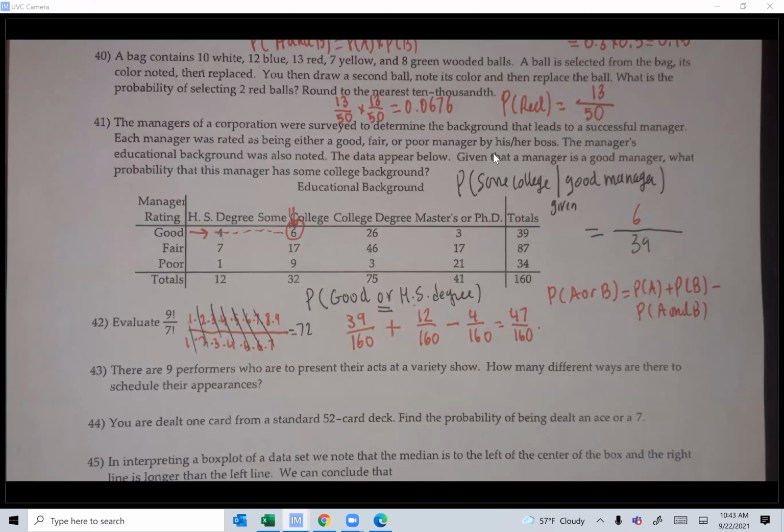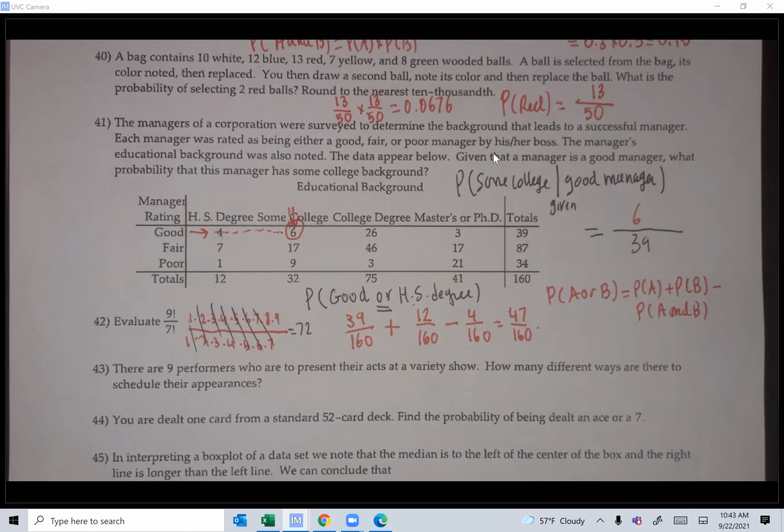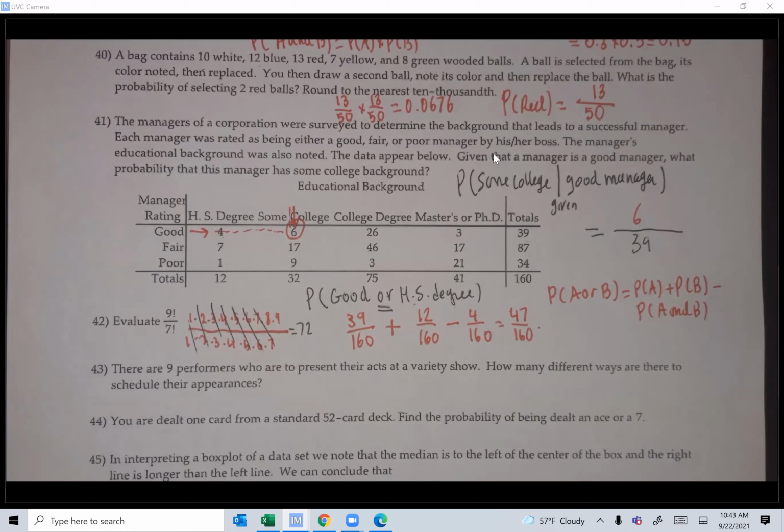Okay. There are 9 performers who are to present their acts at a variety show. How many different ways are there to schedule their appearance? So which one comes first? The first one, the second, the third? So order is important. Does anyone know how to do this one? That was the last thing we discussed in chapter 3, permutations and combinations. So we have 9 performers, and how many ways can we schedule the appearance of the 9 performers? How would you do this, guys?